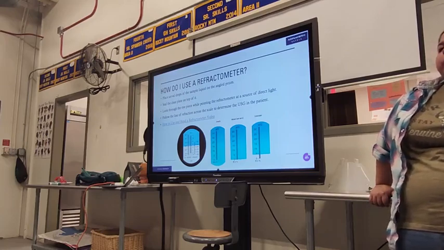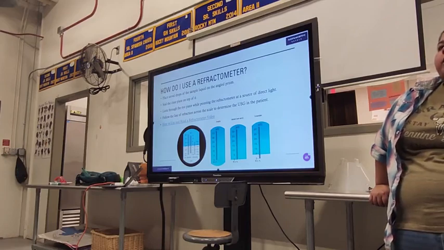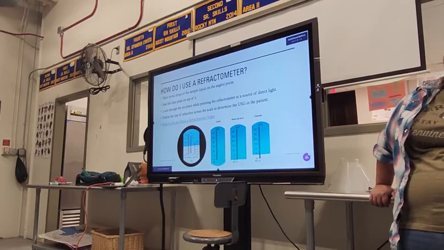Okay, look through it. Point it up to a light. Okay, do you see numbers? Barely see it. Okay, you can adjust it. You can adjust the scope. You can move the eyepiece like you would binoculars. Okay, so it comes into focus.